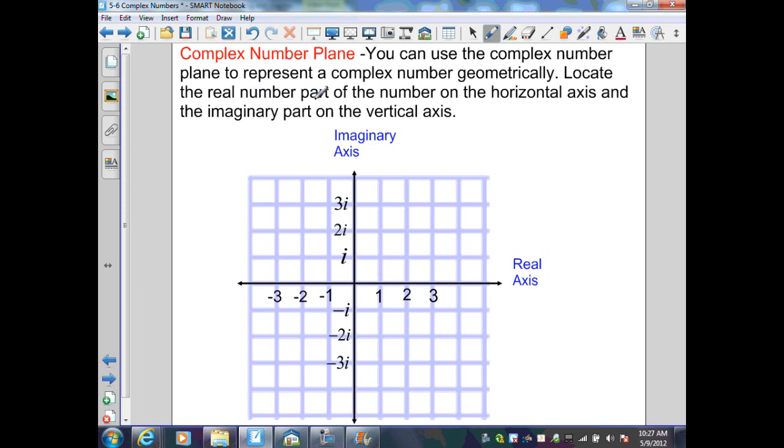We locate the real number part of the number on the horizontal axis and the imaginary part on the vertical axis. As you can see on the real axis, we have the origin at 0. To the right are my positive reals. To the left are my negative reals. On my imaginary axis, I start at the origin 0. Above are my positive imaginary numbers, and below are my negative imaginary numbers. With a real number coordinate plane, I use an ordered pair, x and y, and I graph that in reference to my x and y axis. Here, I graph a complex number, the real part a, and the imaginary part bi.